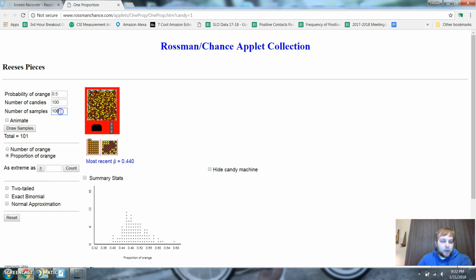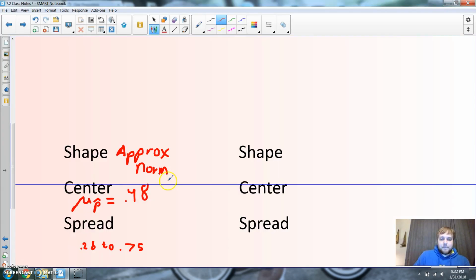You know what? I'm going to do it 1,000 times, just because that looks skewed. And that's not what it should look like. All right, there we go. So what do we notice about this? Well, when you take a sample that's size 100, the center is still going to be around 50. So the shape is going to be normal, approximately.